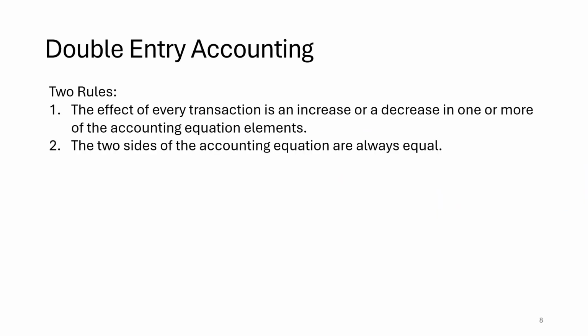When we record transactions, we record them using double entry accounting. There are two rules to double entry accounting. They are rules governing how we use the accounting equation to record transactions. So remember, the accounting equation is assets equal liabilities plus equity.